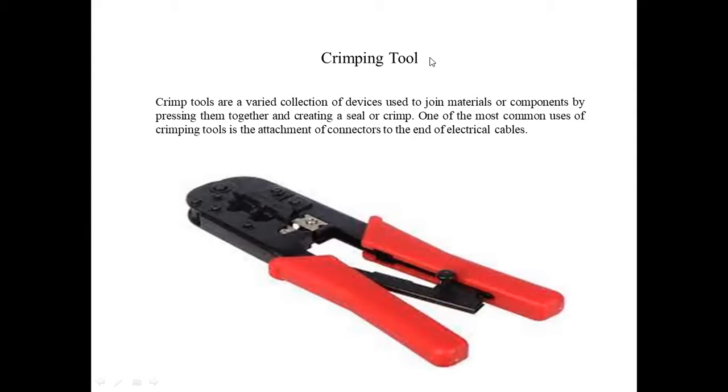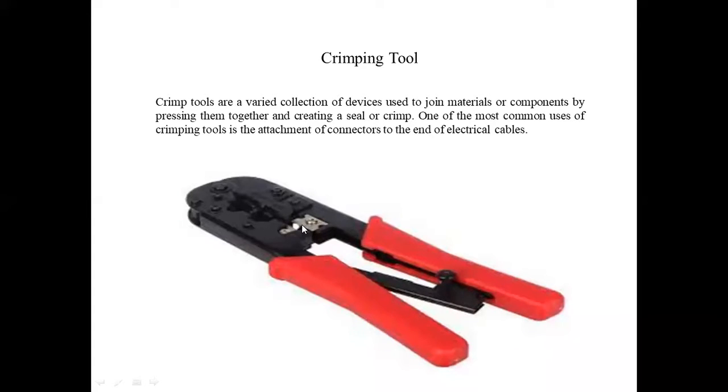A crimp tool, or crimping tool, is a varied collection of devices used to join materials or components by pressing them together and creating a seal or a crimp. What it means is, whenever we want to crimp wires along with some devices, along with some connectors, then we use the crimping tool. Basically, when we want to uncover the main wire, we use the crimping tool. Whenever we want to crimp those wires on a particular device, we require this crimping tool.